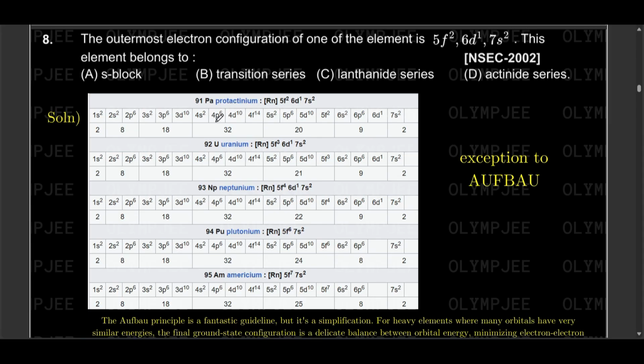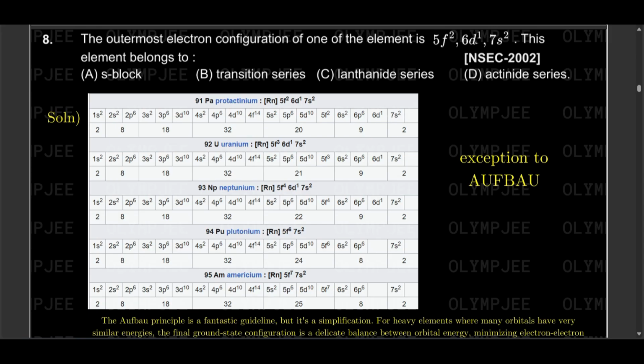So question 8 is a very good question. Although this electronic configuration part is from the F block chapter, it is also a part of periodic property. So we are seeing it here. So the outermost electronic configuration of one of the elements is 5f2, 6d1, 7s2. So this element will belong to.